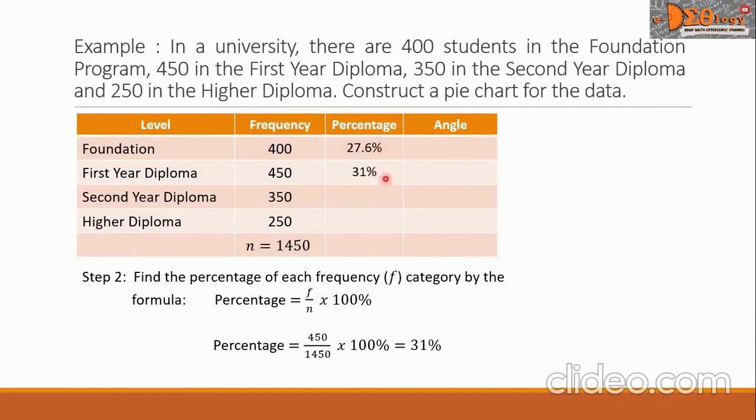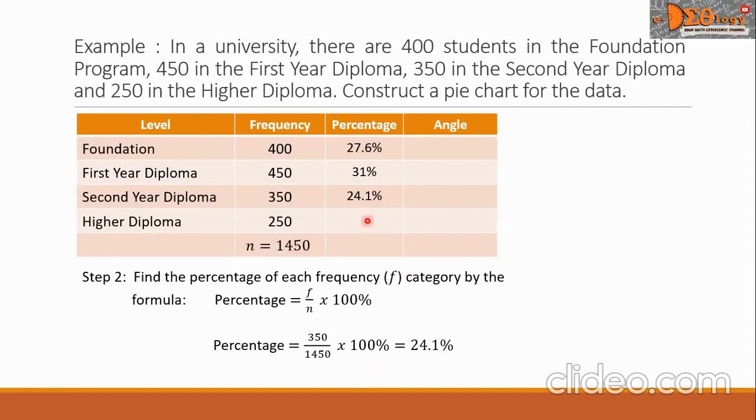For the second blank, 31%. We got this when we have this 450 divided by 1450 times 100%. The next blank is 24.1%, and that is when we have the 350 divided by 1450 times 100%.